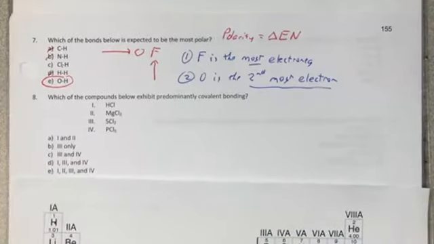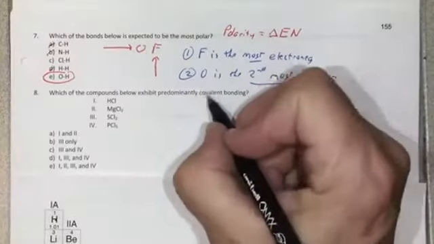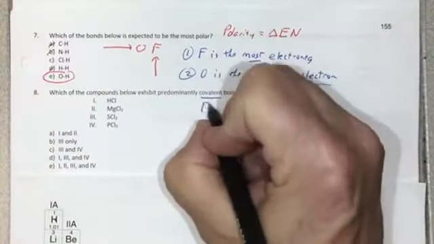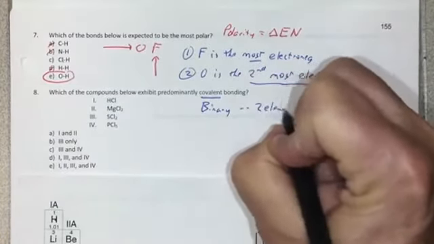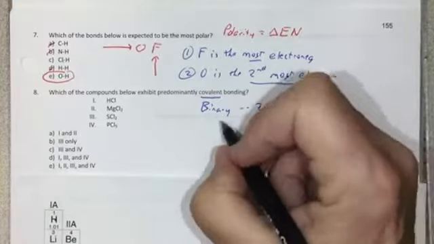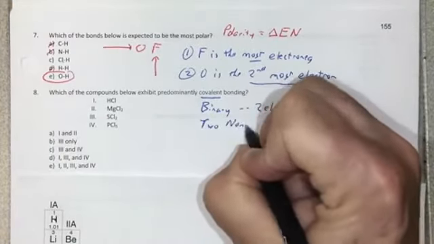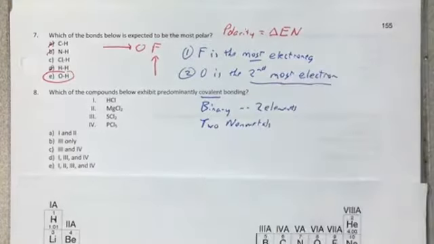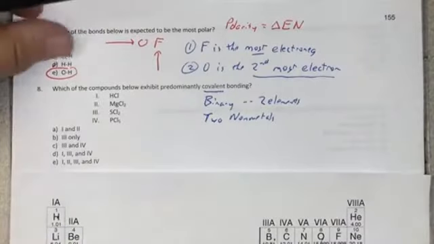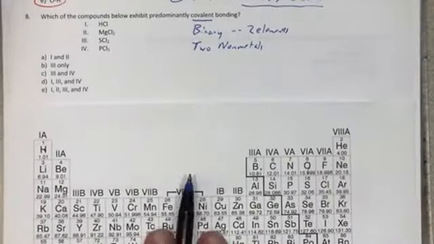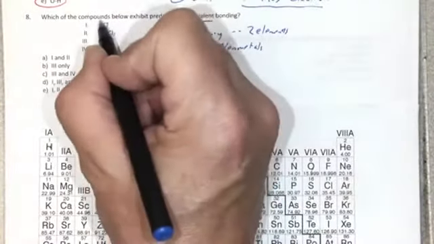Question number 8. Which of the compounds below exhibit predominantly covalent bonding? So to have covalent bonding, if it's a binary compound, binary means there's 2 elements, then you're looking for 2 nonmetal elements. 2 nonmetal elements. So if we look at HCl, hydrogen is a nonmetal and chlorine is a nonmetal. So that it has covalent bonds.